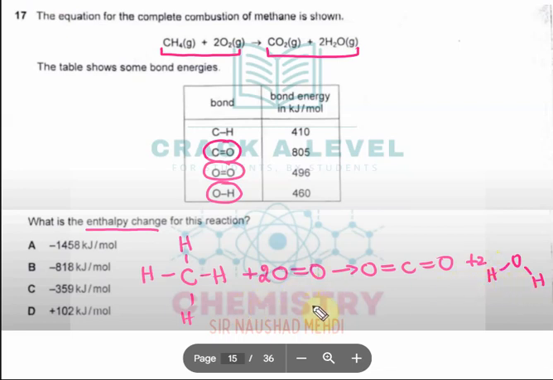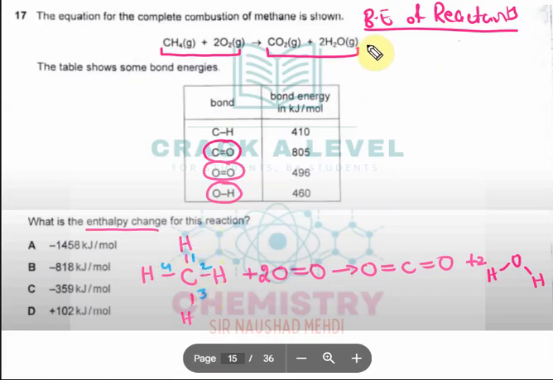So if you want to calculate the bond energy of the reactants first of all, on the reactant side, you can see we have CH4. So how many times carbon hydrogen bond is there? 1, 2, 3, and 4. So 4 times CH bond. The bond energy of the CH bond is 410. So 4 multiplied by 410 plus.